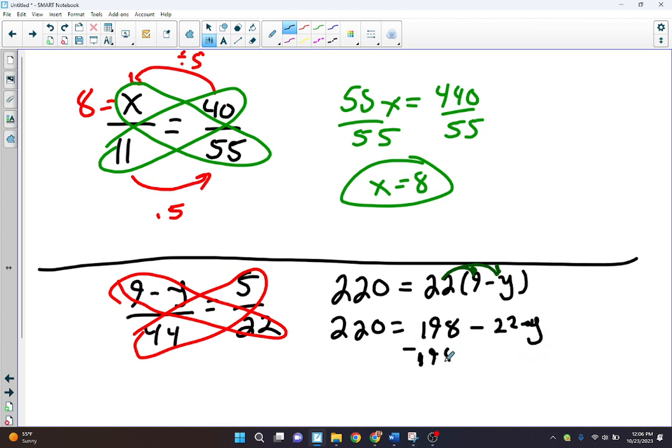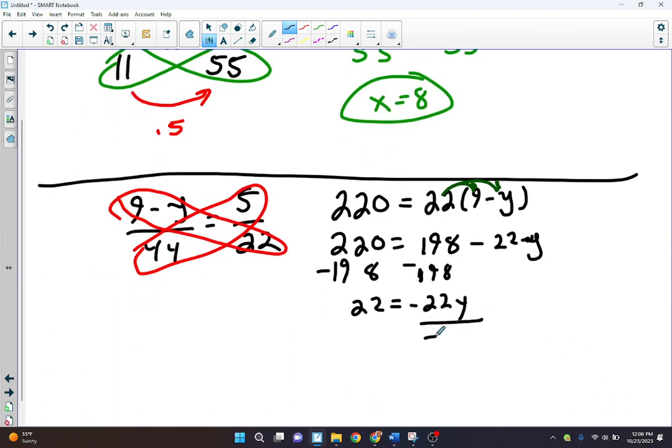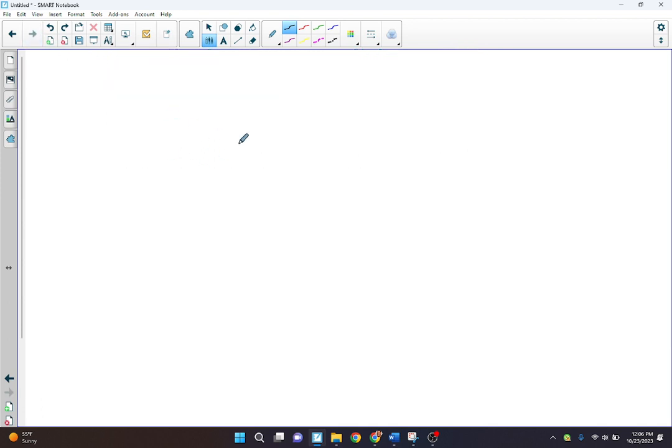Subtract 198 on both sides. 22 equals negative 22y. Reminder, since it's negative 22y, I have to divide by negative 22. So in this case, y will equal negative 1. So again, cross multiplication is useful because it works even with expressions. You could also have multiple variables in yours. 2 over x equals 14 over x plus 30. I'm going to cross multiply here.